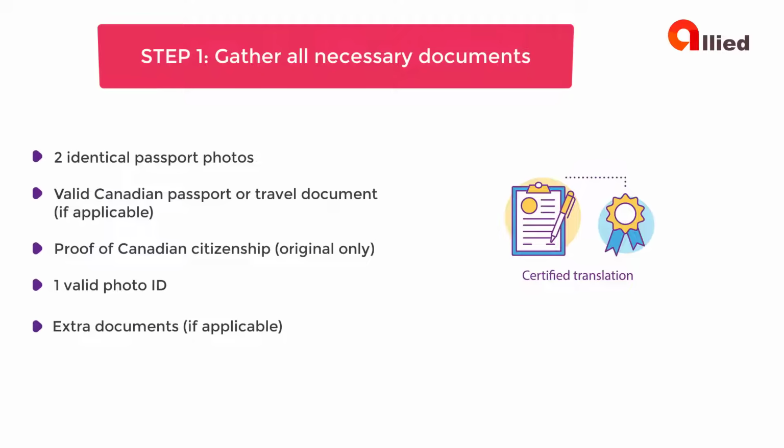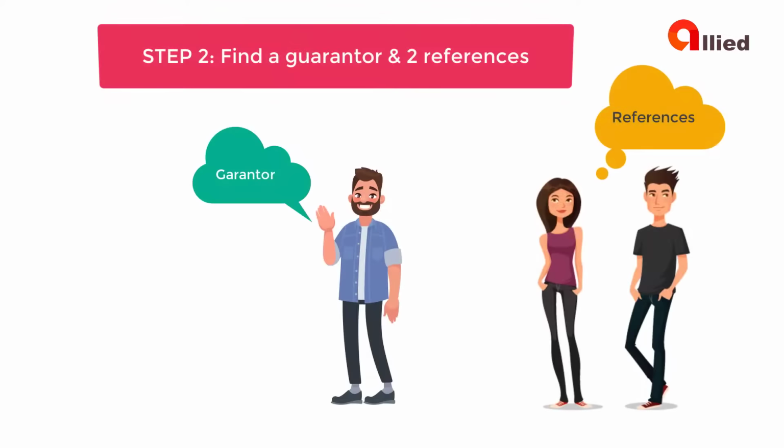Now we've prepared all required documents. Let's go to Step 2. Find a guarantor and 2 references. References and guarantors help confirm your identity when you apply for a passport. Passport Canada may contact them when they process your application.